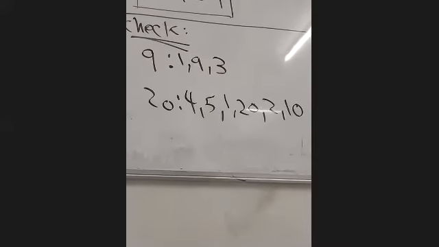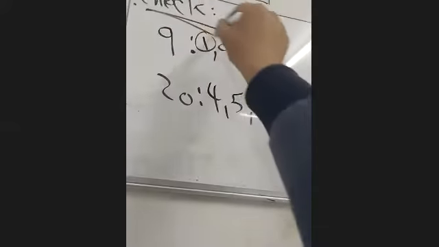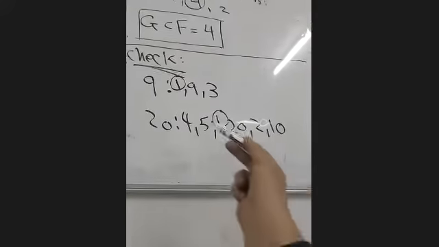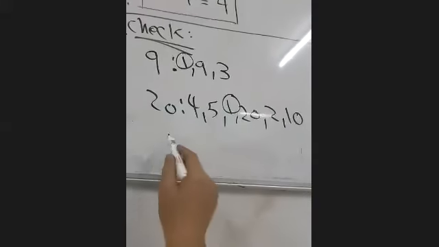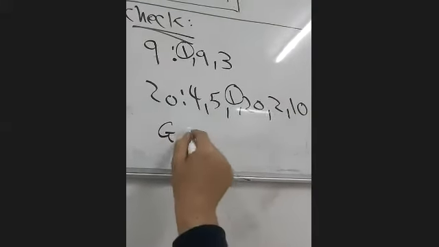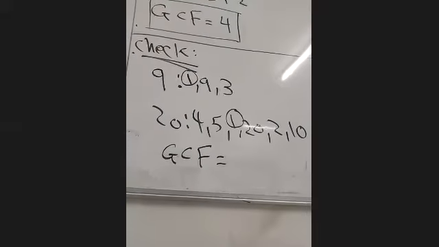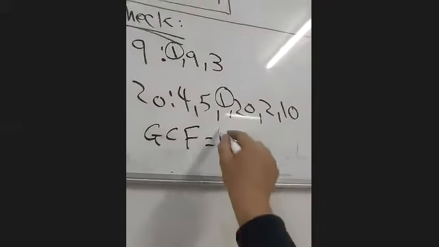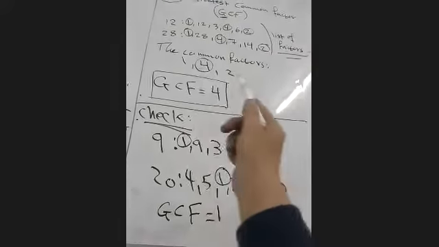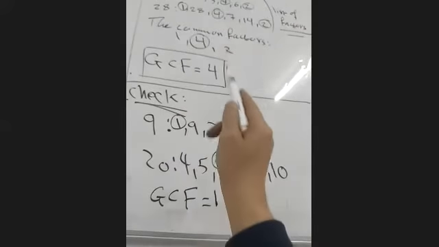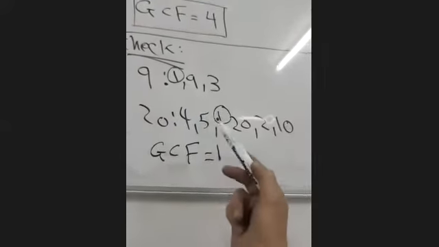Only 1. We have only one factor, which is 1, which is the greatest because it's the only one, right? So the greatest common factor is 1. GCF is 1. But in the other example, we had 3 common factors and I select the greatest of them. Here I have only one common factor, which is the only greatest one. Got it?